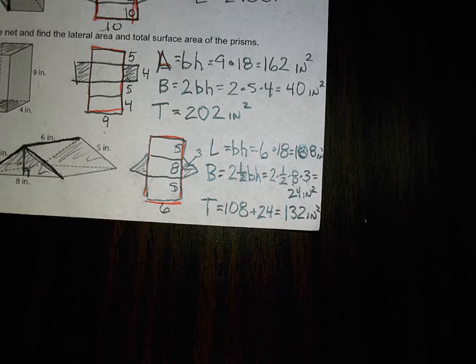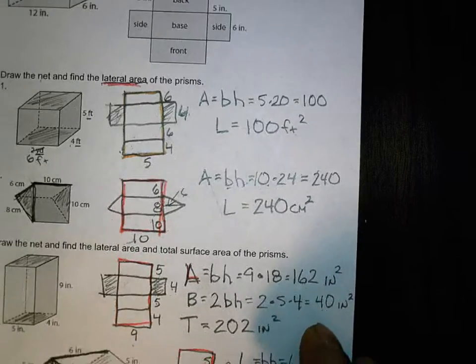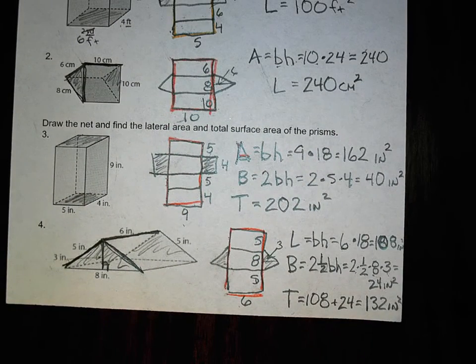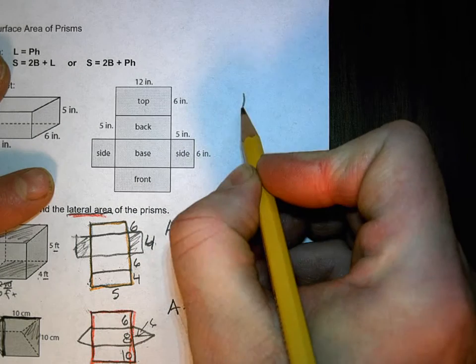The trick on finding surface area is draw the net. No matter what the shape is, draw the net. And there are other shapes. You can draw any geometric shape or figure by breaking it down into individual shapes. Are you ready? So I'm going to draw me a net.